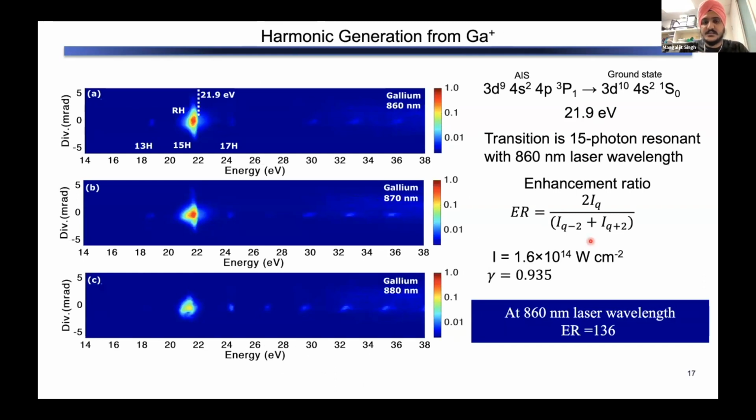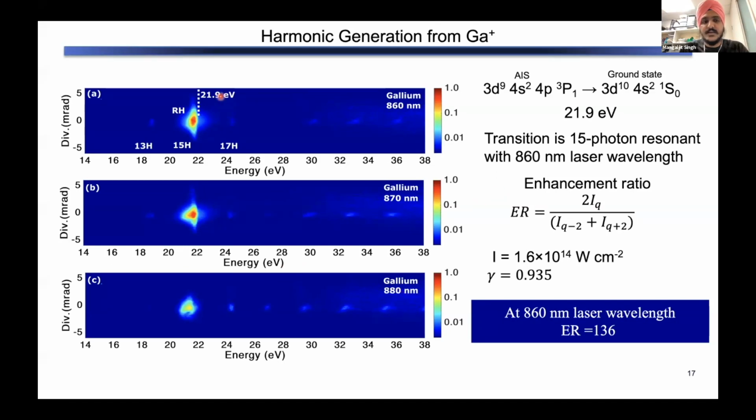These are some of the harmonic spectra that we generated from different near-infrared laser wavelengths. As I said, there is a resonance at 21.9 electron volts in the case of gallium ions, which is 15-photon resonant with the 860 nanometer laser, and we have a resonant intensity enhancement of the 15th harmonic order compared to the neighboring harmonics. As we shift the laser wavelength away from the resonance, we can see that the intensity of the harmonic order diminishes, which clearly indicates the effect of resonance with the driving laser wavelength.